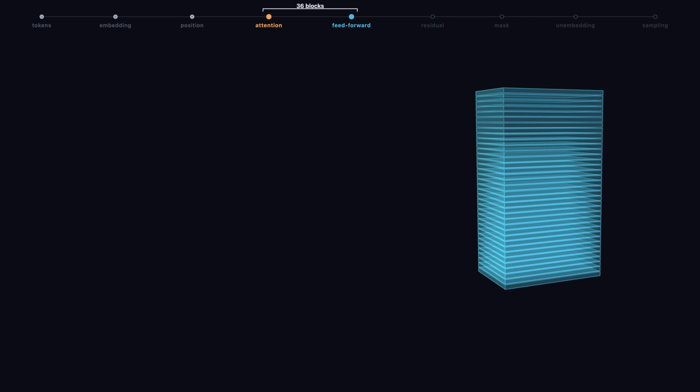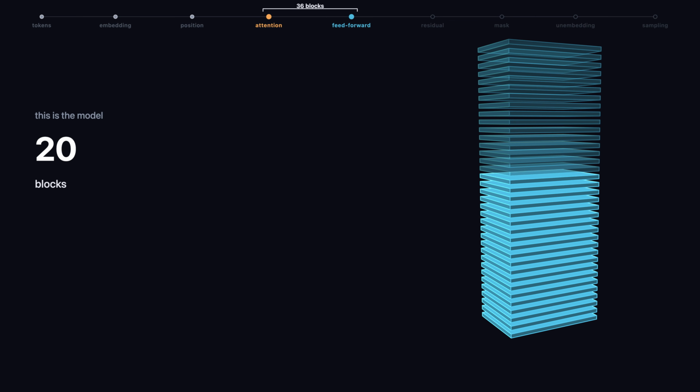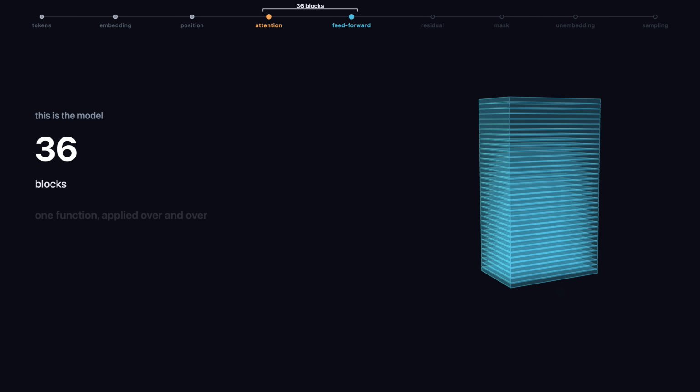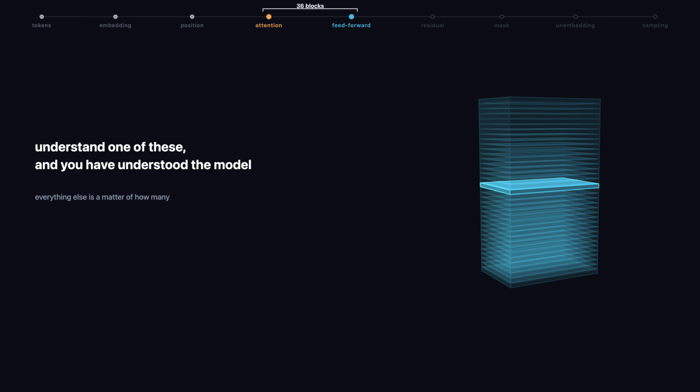Pull back. This is the model, 36 of these. And they are the same shape, not similar, the same. Same layout, same sizes, same operations, 36 times, each with its own numbers. That is the entire architecture. One function applied over and over to a vector that keeps getting rewritten, which means if you understand one of these, you have understood the model.